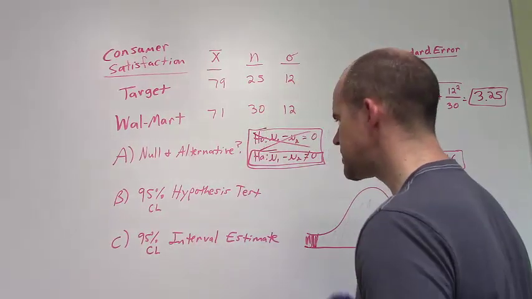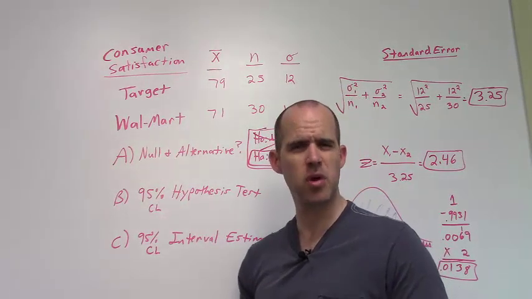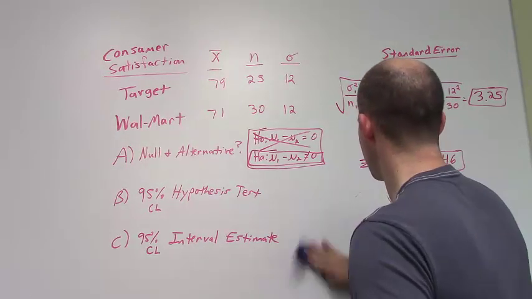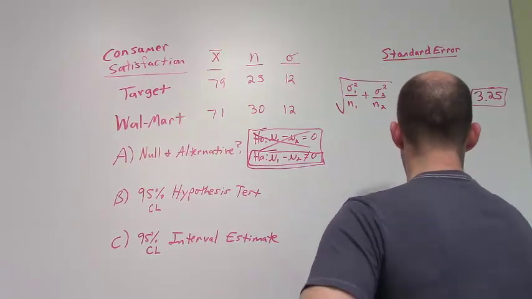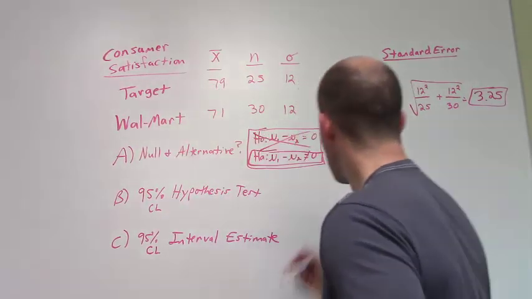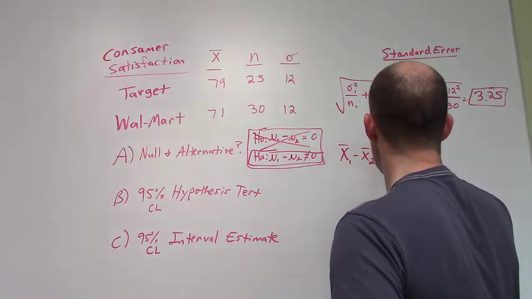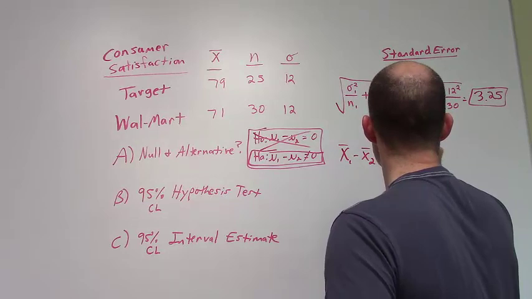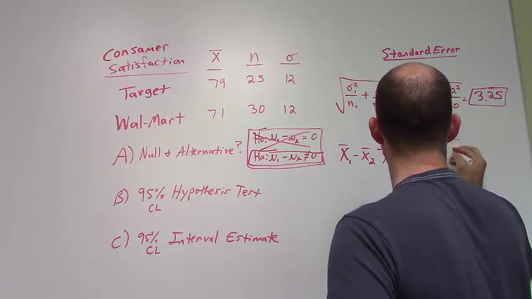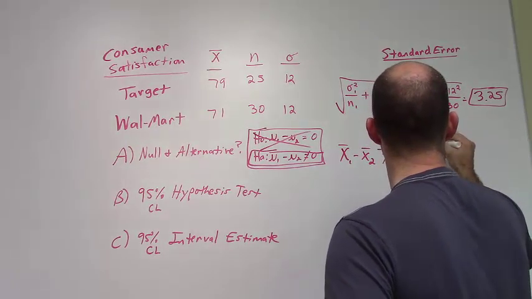But imagine I'm interested in the interval estimate. So we know that there's a difference of 8, but what kind of margin of error might be associated with that? Well, let's go ahead and figure that out. The good news is we've already figured out our standard error, which we'll need in the interval estimate. So recall that the interval estimate is taking x bar 1 minus x bar 2, Target minus Walmart, plus or minus z alpha divided by 2 times our standard error.